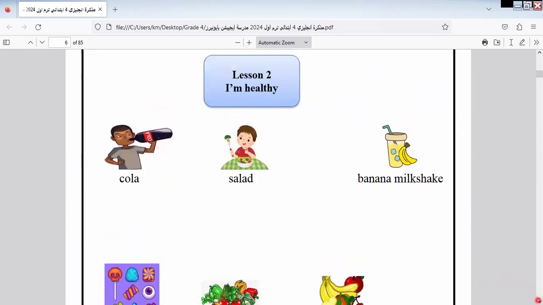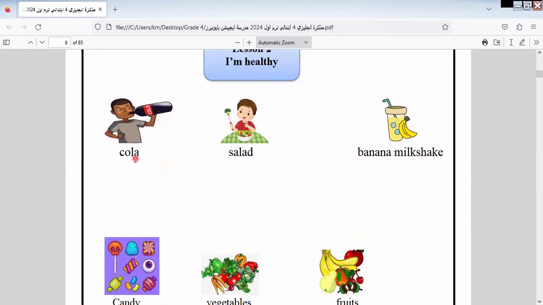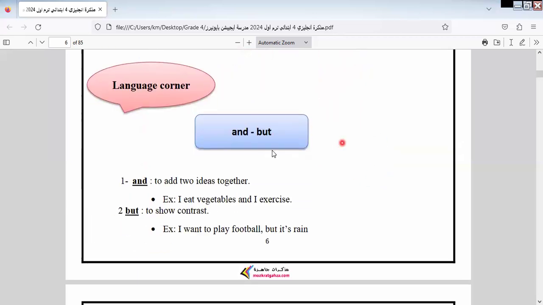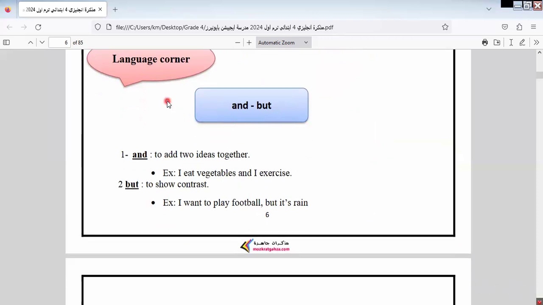Lesson 2, we know some healthy food. We have here cola, and we know that cola is unhealthy. Salad, banana milkshake, candy, vegetables, fruits. And in this unit, we took a grammar corner, or structured grammar, with and, which is and but. We learned in this unit and, but, and the uses of every word of these.